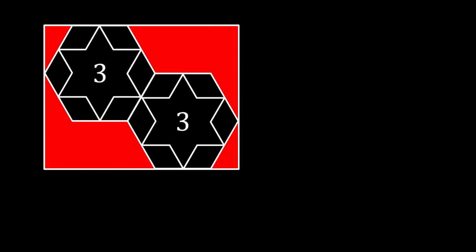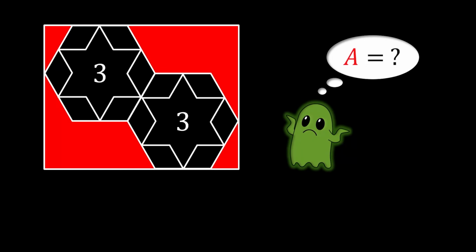We will do the same for the other hexagon. And let's say that those two dodecagons have the area of 3. Now, the question is, can we somehow calculate the area of the difference between two hexagons and our rectangle?